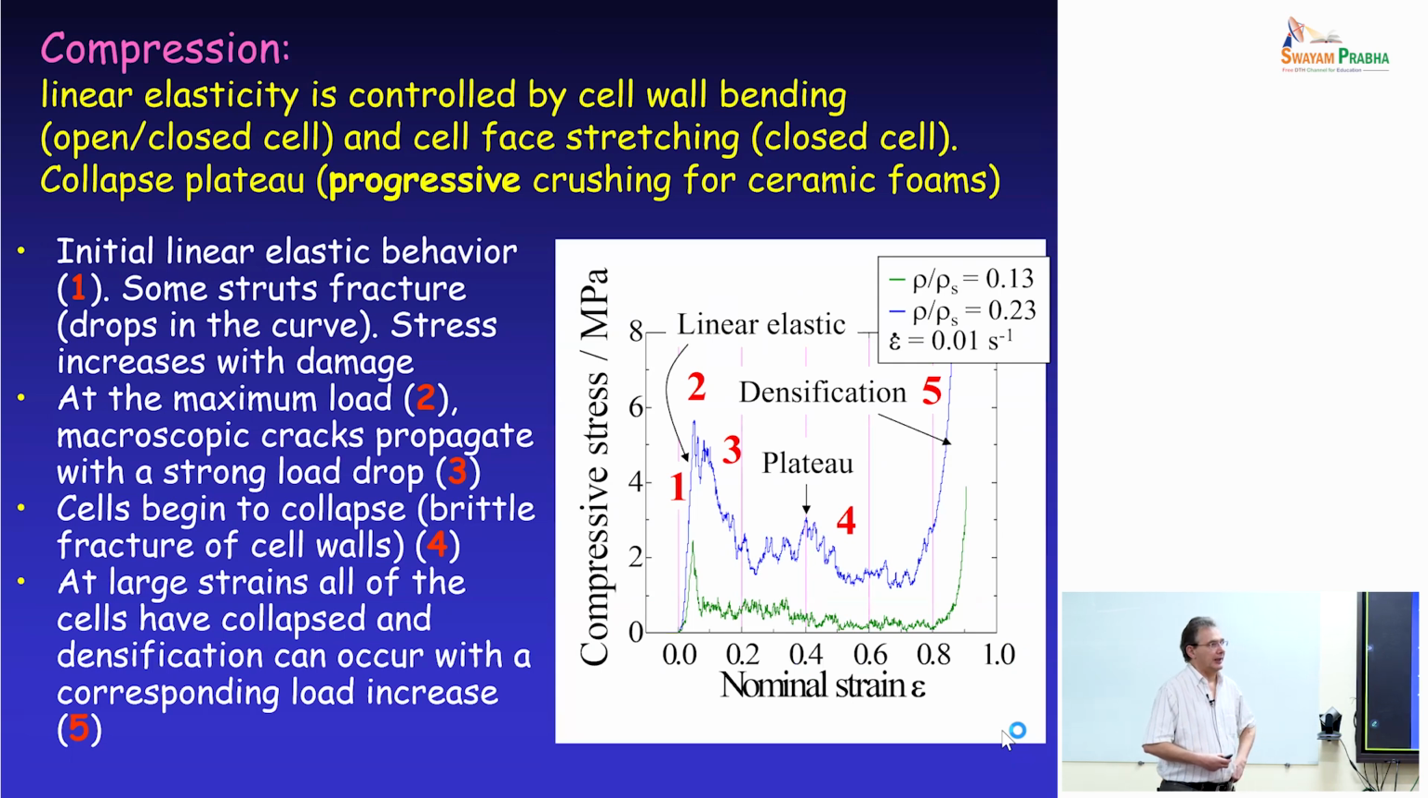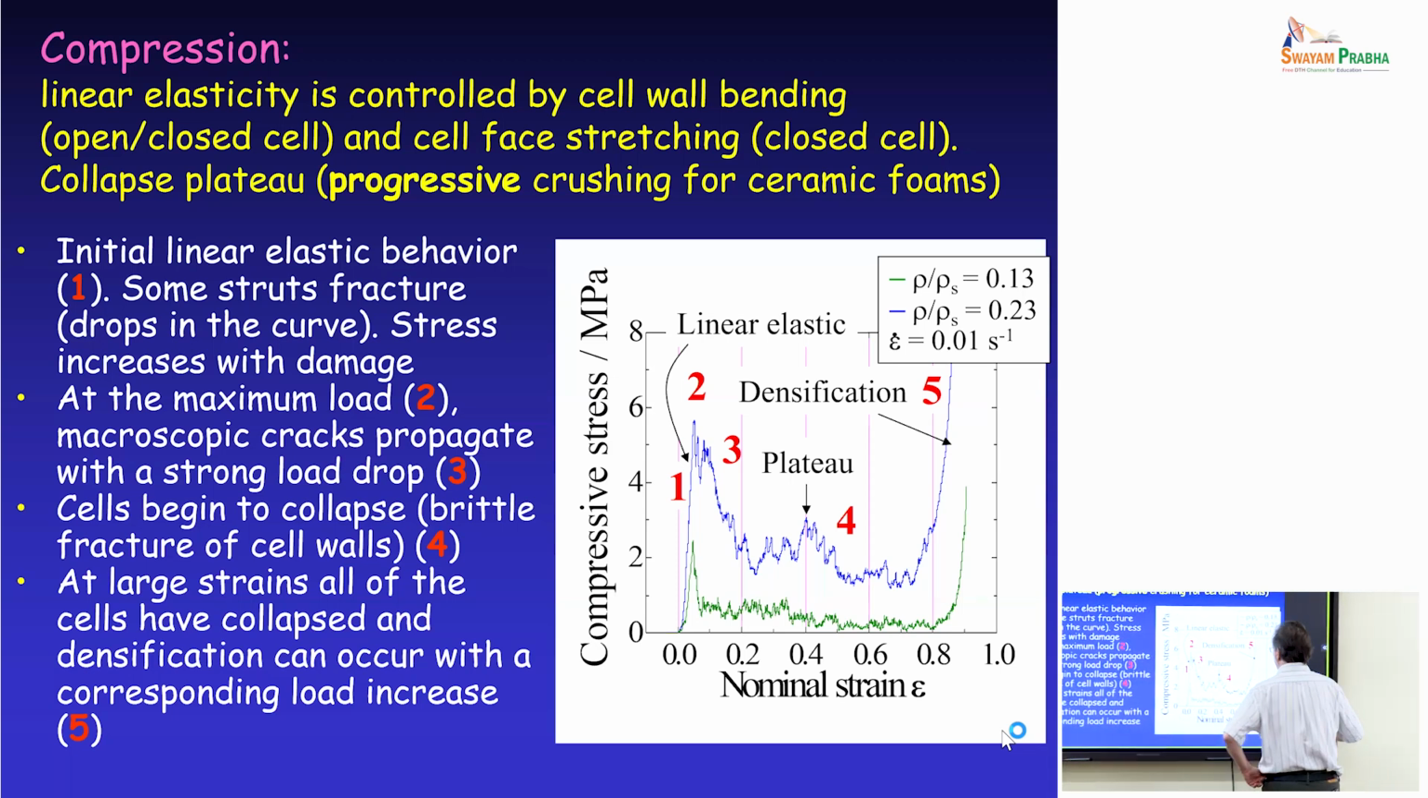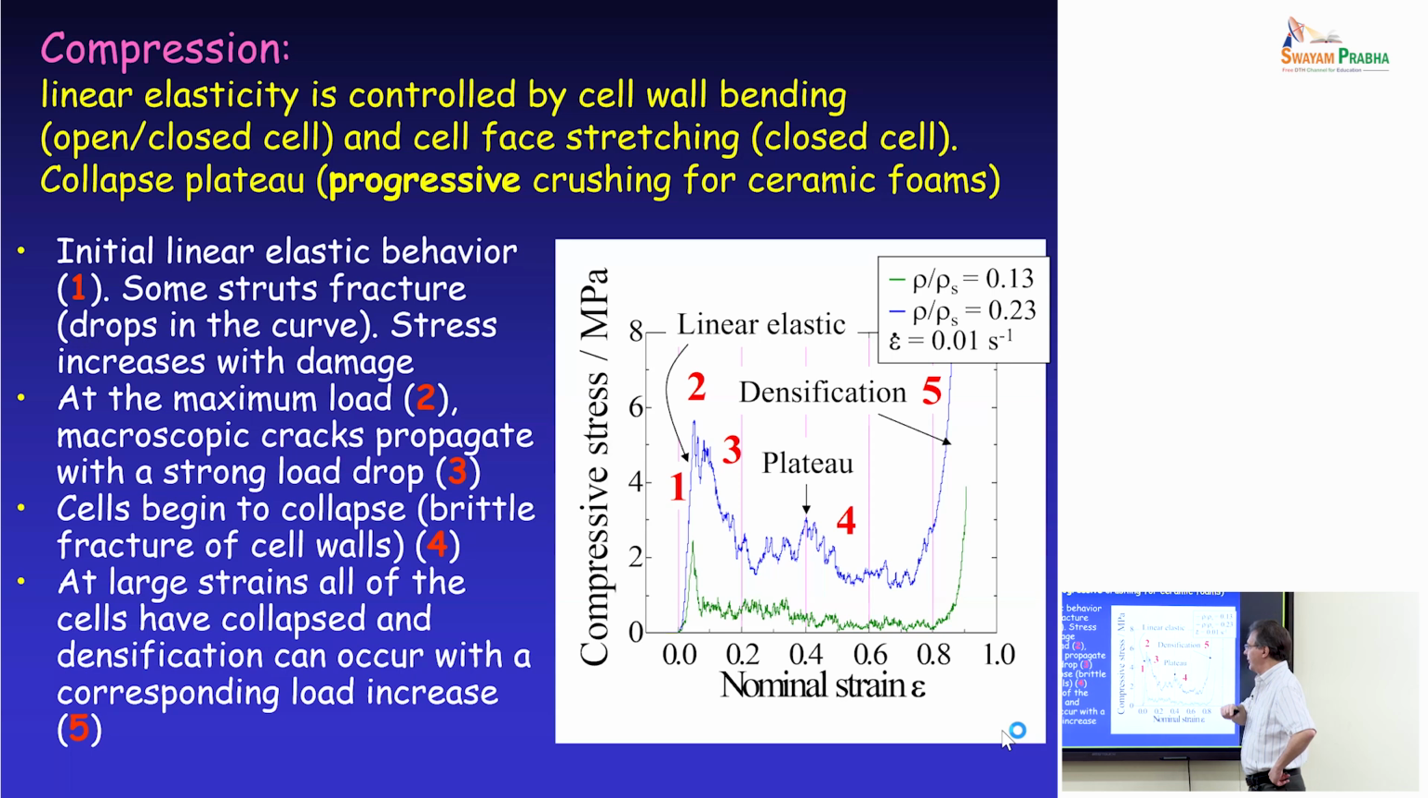In compression, things are different because the linear elasticity is controlled by the cell wall bending and cell face stretching for closed cells. So what happens is that you have a linear elastic portion of the behavior of your material, and then you have a collapse of the strength, but you do not reach zero, so you do not have catastrophic failure. You have a plateau region, and then when you start increasing the strain, the broken components touch each other, and then you start having the densification.